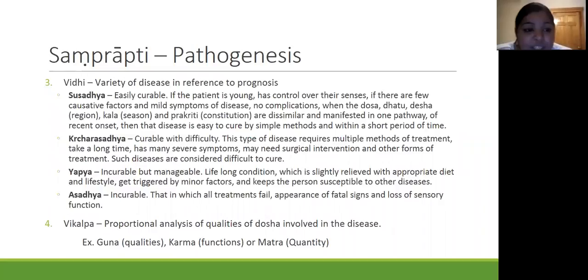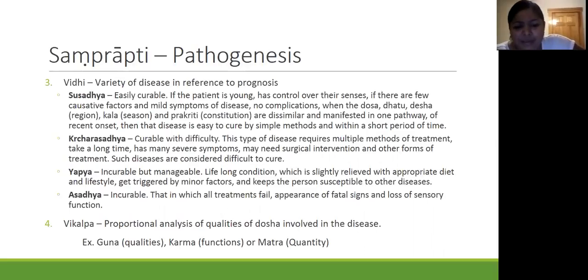The next one is vyadhi, and this looks at the variety of disease in reference to prognosis. Remember earlier I was telling you about prognosis? So this is prognosis as described in Ayurveda. There are 4 different types you can look at: 2 are curable and 2 are incurable. The first of the curable ones is known as sukhasadhya, which is easily curable. Sukha means happy or easy, so it can be cured very easily.